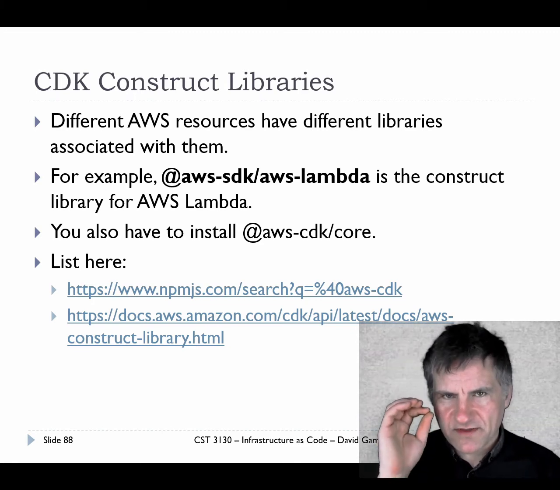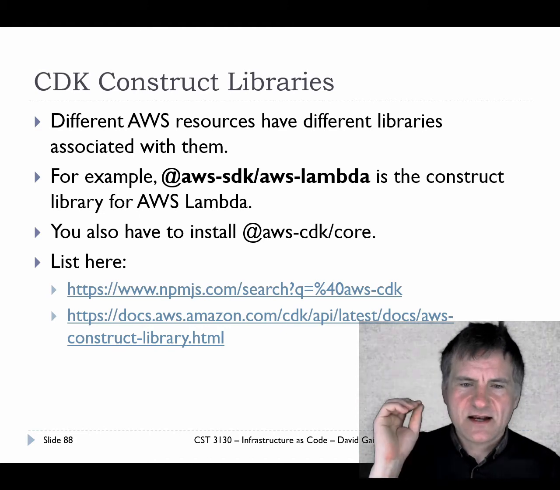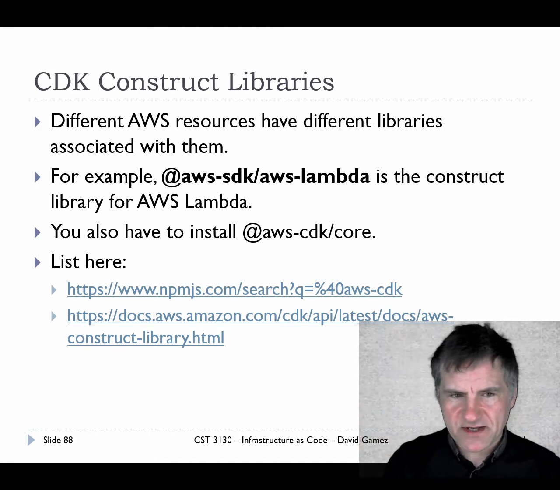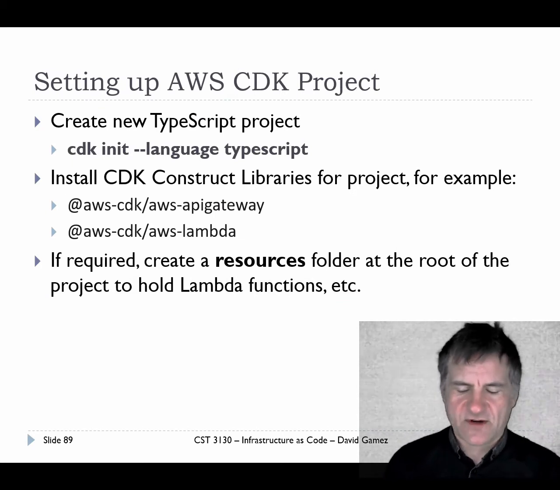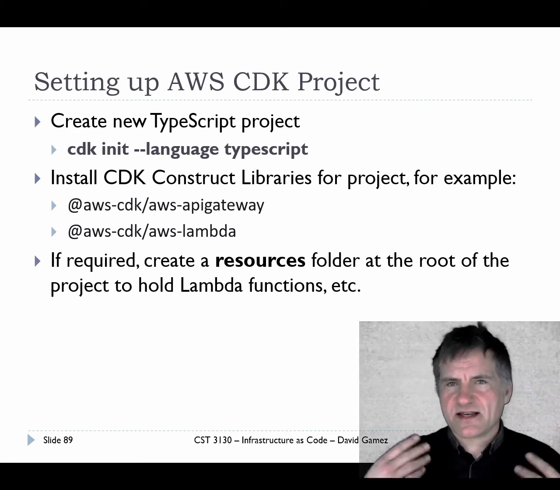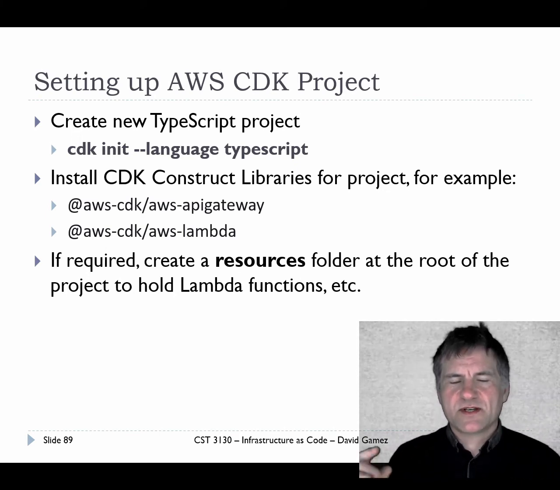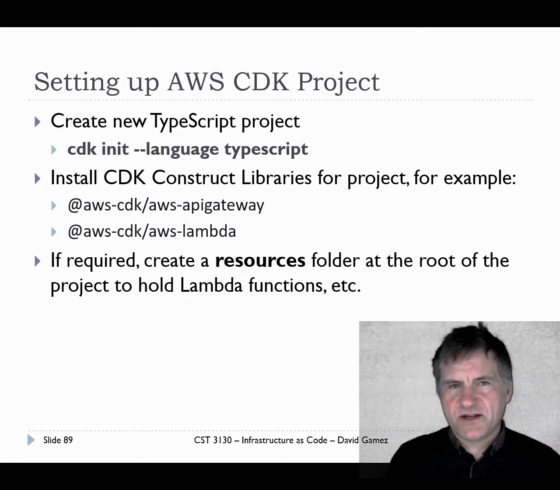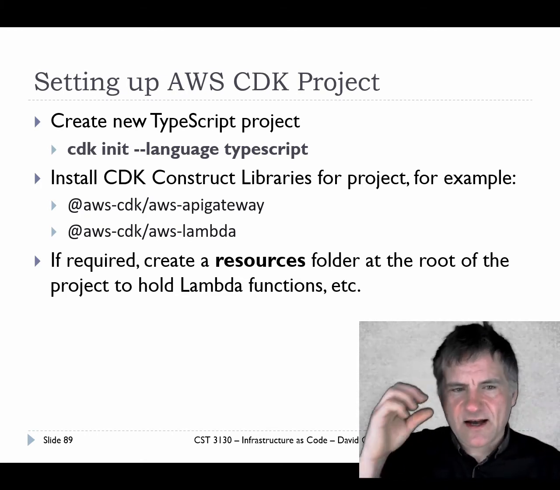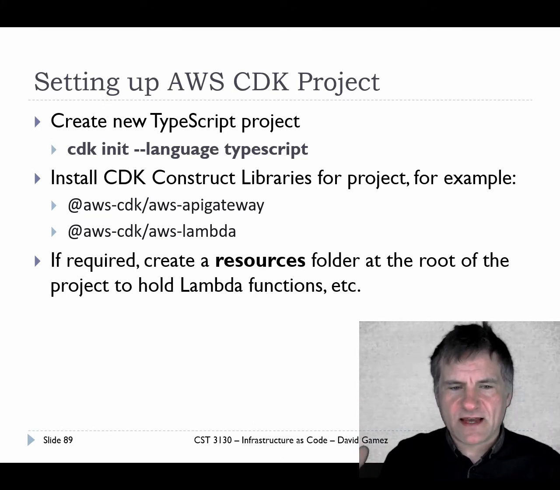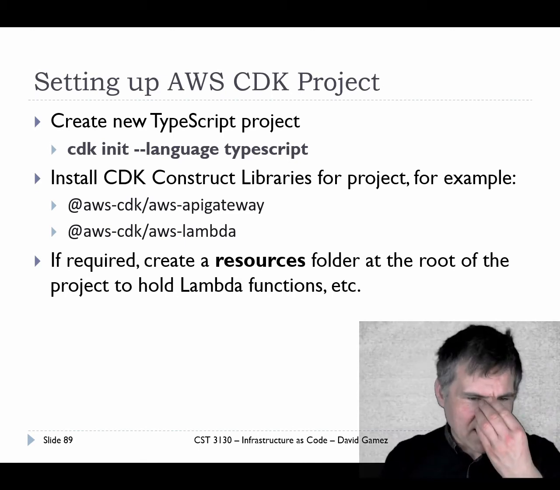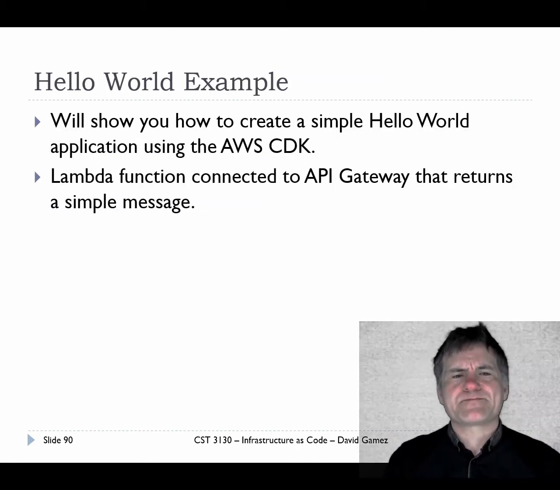So when you've installed both the CDK, as well as the core AWS CDK and any additional construct libraries you need, then you're ready to actually create your project. So you just whack in cdk init, same idea. Just like serverless and AWS SAM, we just initialize our development environment. You could just copy the files in, but it's probably easier initializing it in this way. So we call cdk init, specify the language, we install the appropriate CDK construct libraries, and we might need a resources folder at the root of the project to hold all Lambda functions.